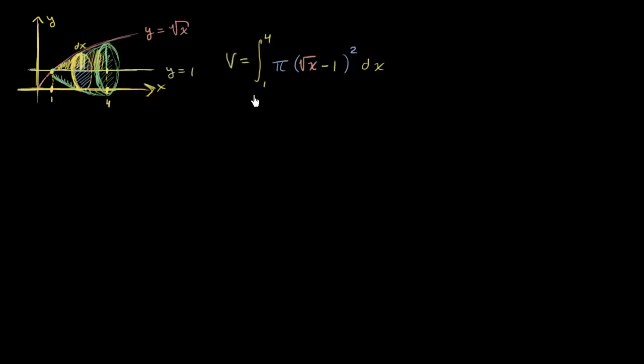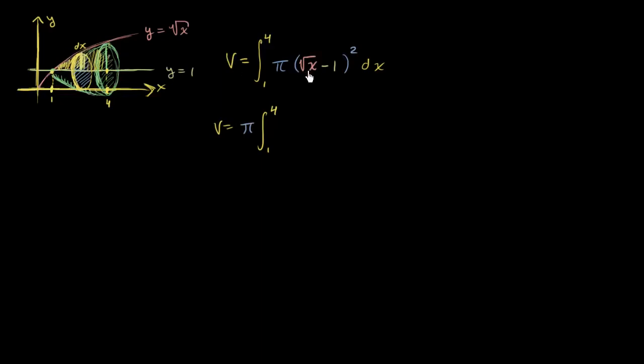And so now we just have to evaluate this definite integral. So let's give a shot at it. This is going to be equal to the integral from 1 to 4. We can put the pi outside the integral sign, and then we can expand this out.